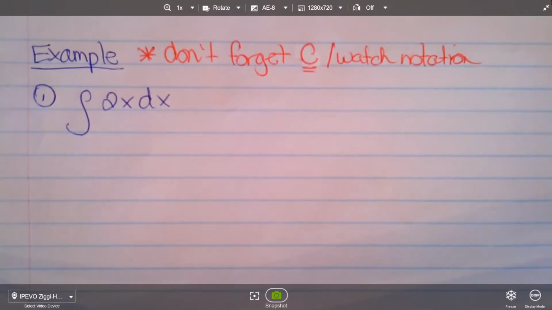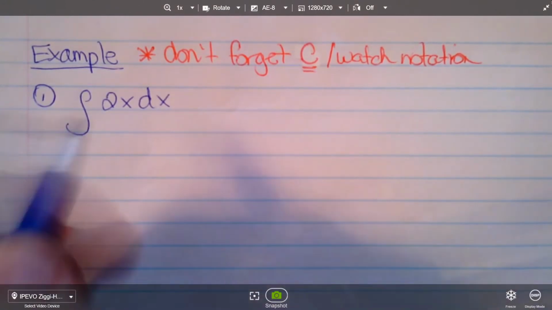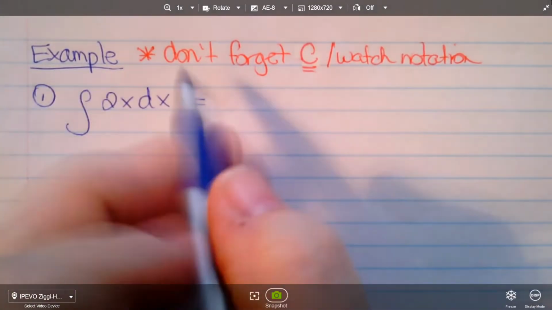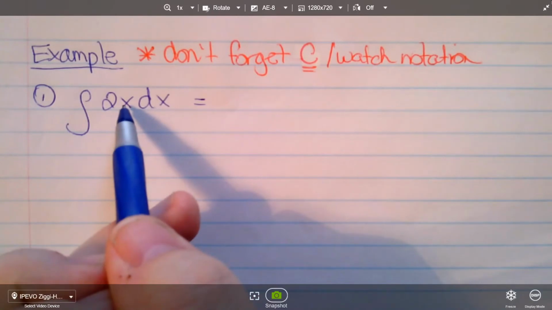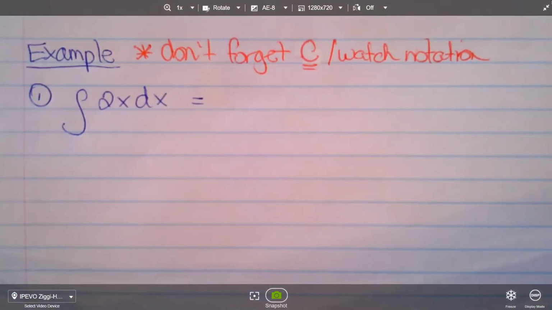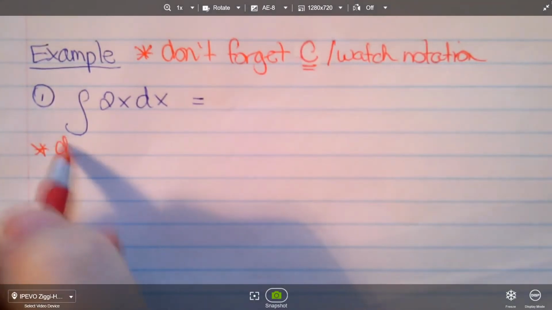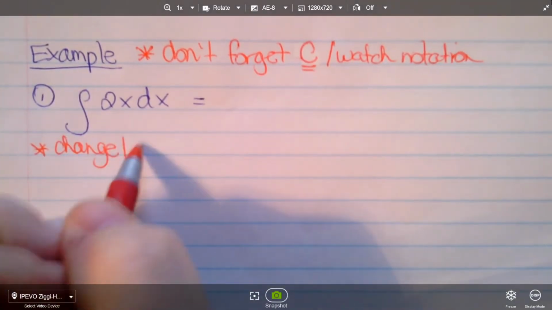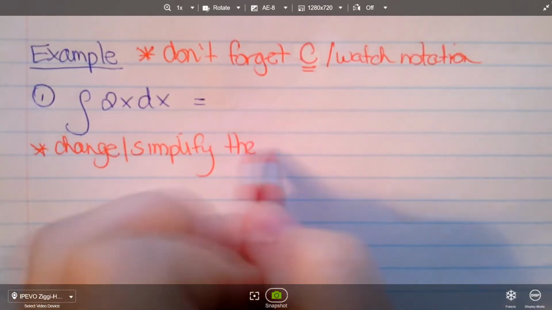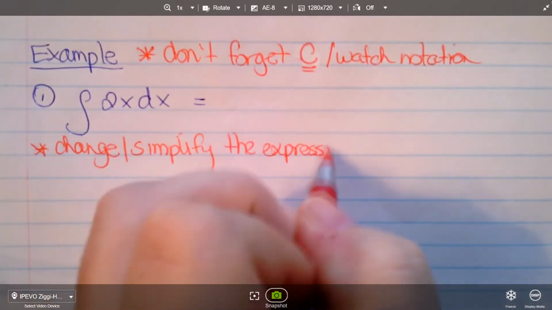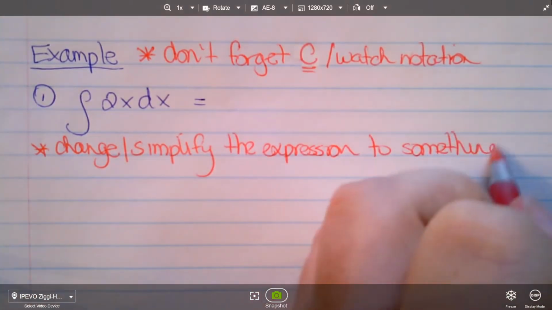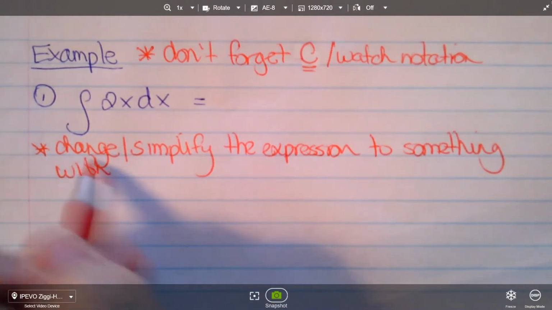Okay, I want to integrate 2x. So according to the power rule, first of all, I want to make sure that everything is in the form of a power. So one of my very first steps would be to change or simplify the expression to something with a power.